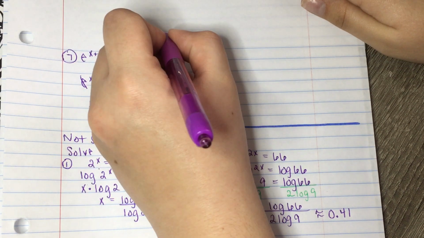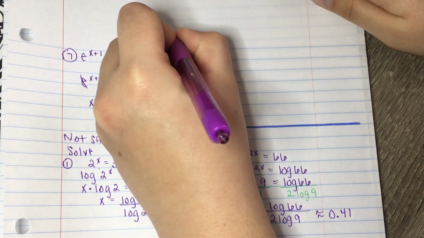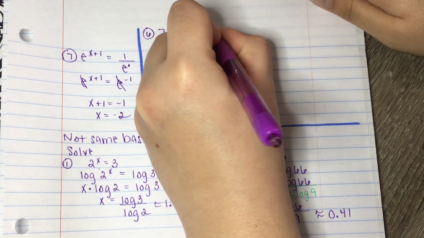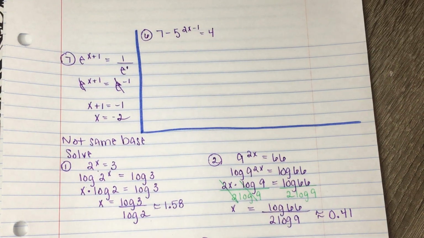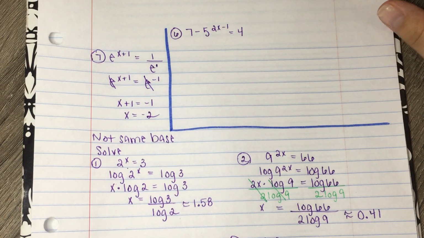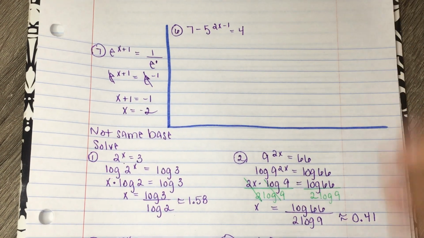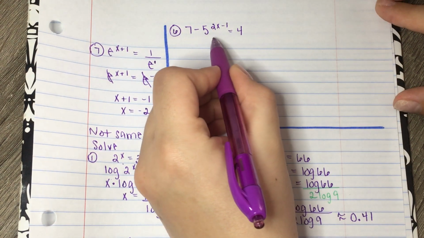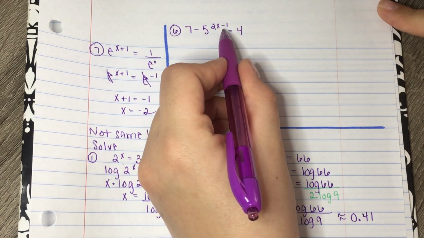Okay. Now we're going to have 7 minus 5 to the 2x minus 1 is equal to 4. All right, believe it or not, this one's just like number 5 in the sense that you have this exponential equation and you don't have the term with the exponent variable by itself. So the first goal here is going to be to isolate that 5 to the 2x minus 1.